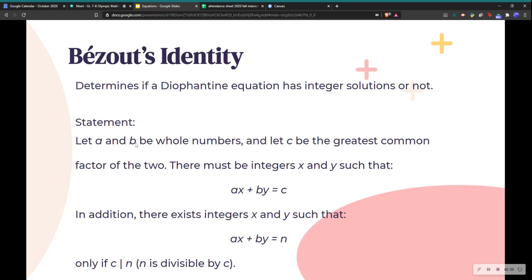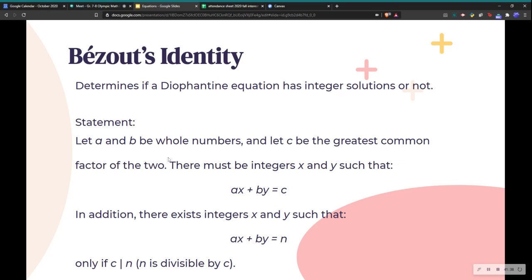Let a and b be whole numbers. So integers that are non-negative; I'll just call that integers that are positive, and that includes zero as well. So let a and b be whole numbers, and let c be the greatest common factor of the two. Hopefully you guys remember how to solve for the greatest common factor of two numbers. That was from the lesson two weeks ago. It should be reviewed. So c is the greatest common factor of a and b.